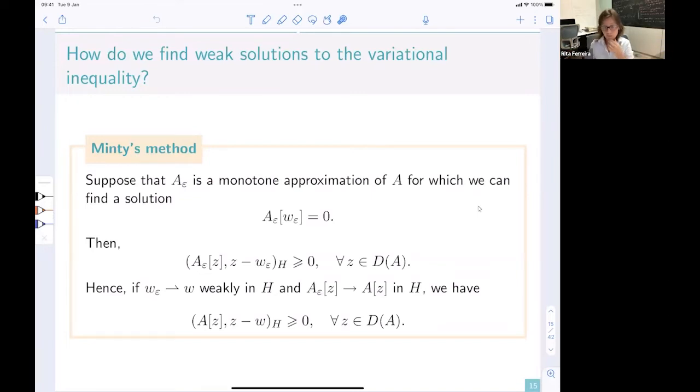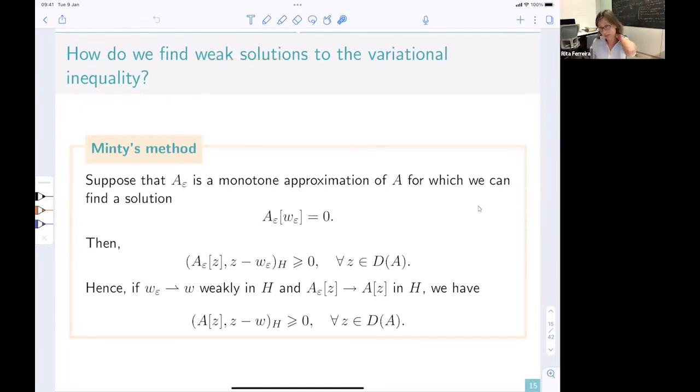Okay, so we started with this notion of strong solutions, maybe hard to address. We went to this notion of weak solutions, but then we still have a problem to solve. Otherwise, we would go home and be done. Then how do we find the solutions to the weak variational inequality, or in other words, weak solutions?